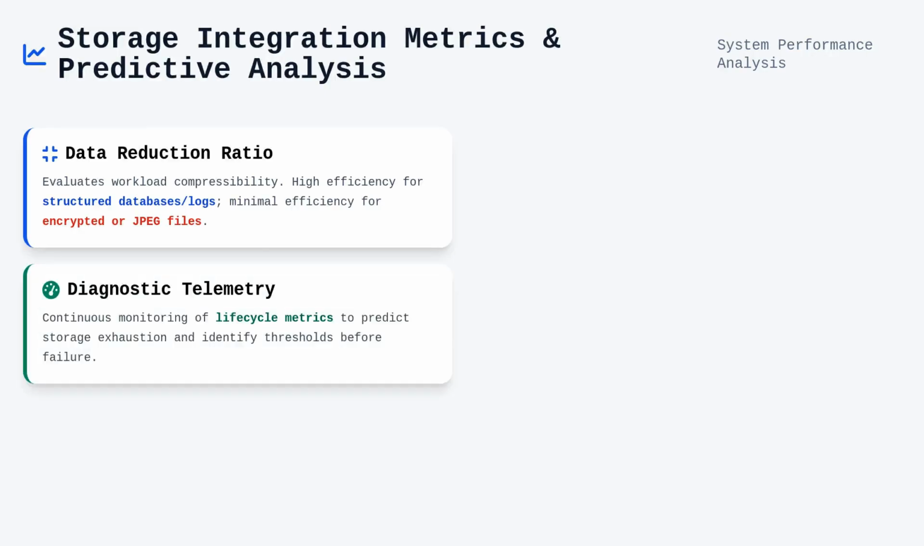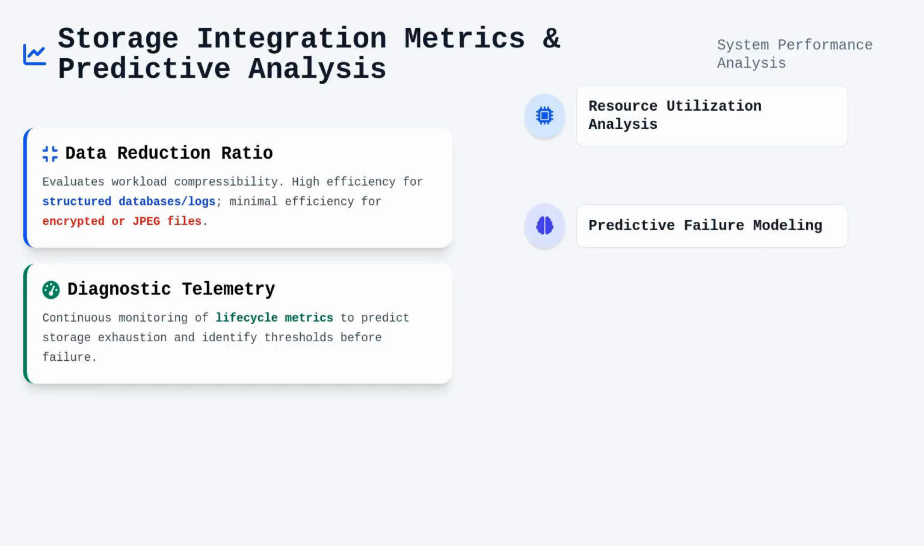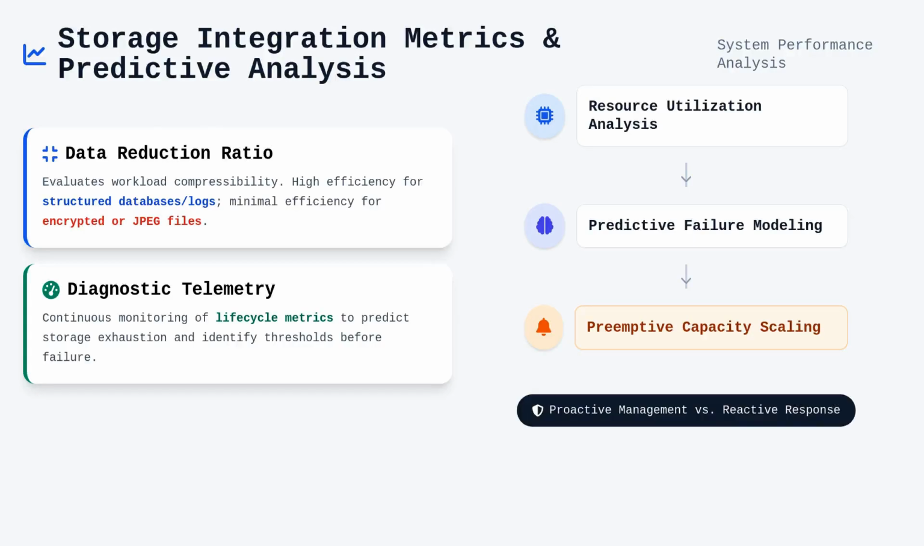From a lifecycle management perspective, we monitor these metrics via diagnostic telemetry to predict storage exhaustion thresholds more accurately. Modern HPE environments benefit from predictive failure modeling, where the system analyzes compression overhead trends alongside hardware resource utilization to provide alerts before performance reaches a critical degradation point. Predictive models allow administrators to scale capacity preemptively rather than reacting to storage failures caused by unforeseen workload shifts or rapid data growth.